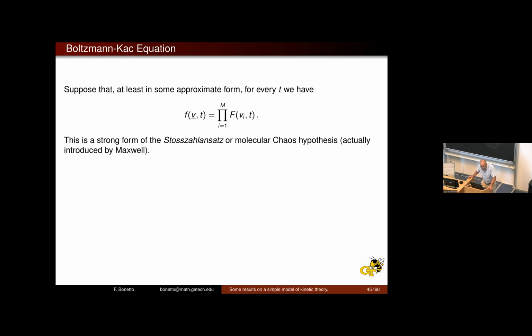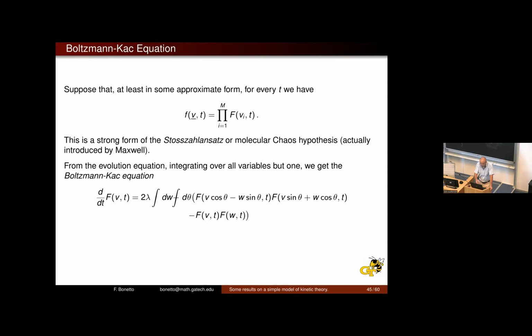And this is a strong form of the Stosszahlansatz, the molecular chaos hypothesis. It actually, I think, is Maxwell, the first one that writes it down. And then Boltzmann uses it. And then you will get the validity of a Boltzmann-Kac equation of this form. This will come directly just simply by integrating both sides of the equation and assuming that the things above hold.